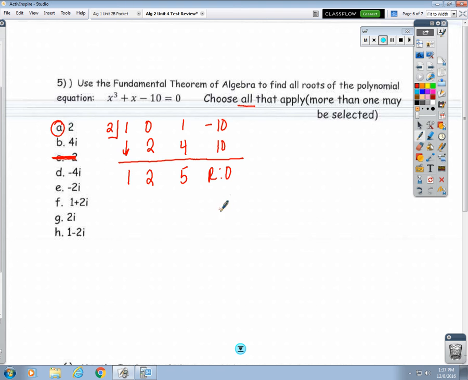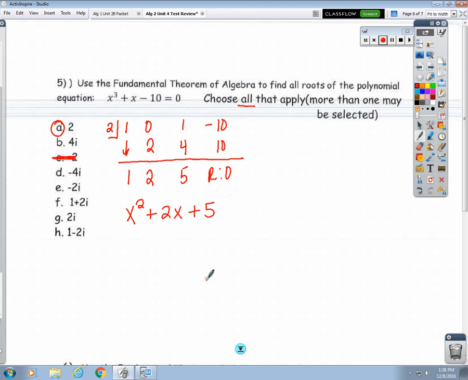Okay, let me give you another hint. For all of these type of problems where you're looking for the imaginary solutions, you're going to get a remainder of 0. So if you don't, you probably should start over. Okay? Now, what does this become? It becomes a trinomial, a quadratic trinomial. So 1x squared plus 2x plus 5.